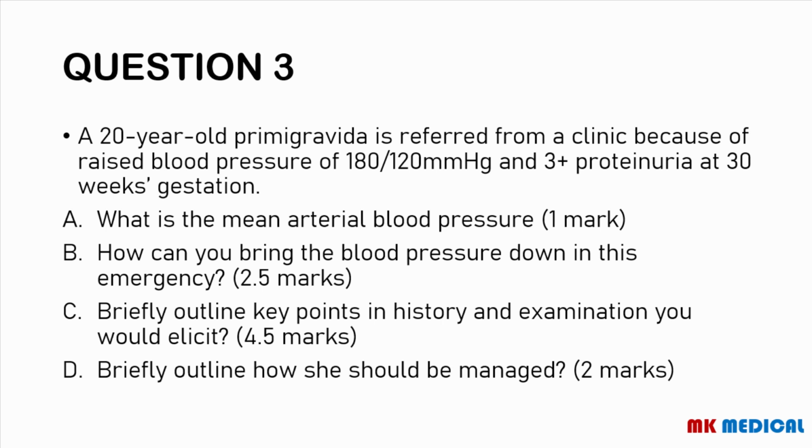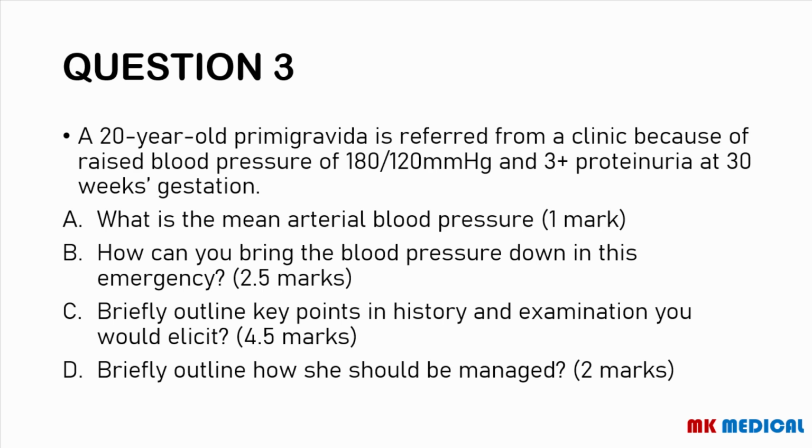Then how can you bring the blood pressure down in this emergency? So give hydralazine 5 to 10 milligrams IV every 15 to 60 minutes, or you could give labetalol 10 to 20 milligrams IV every 10 minutes until the blood pressure is less than 110 diastolic and 160 systolic.